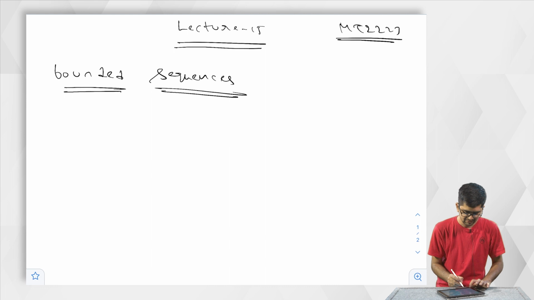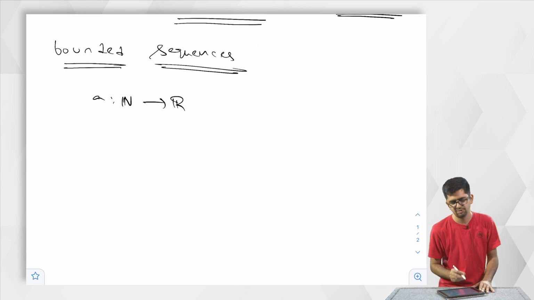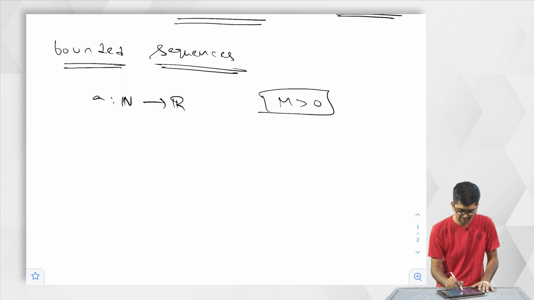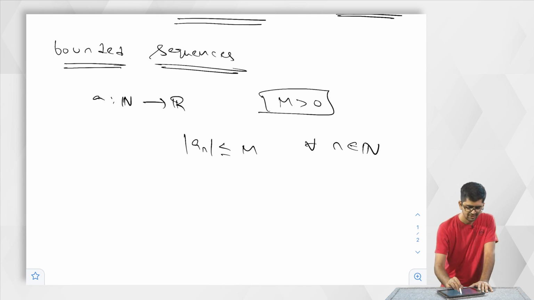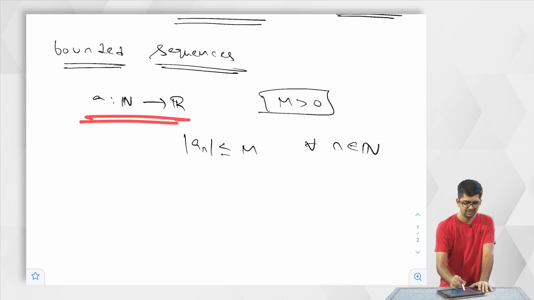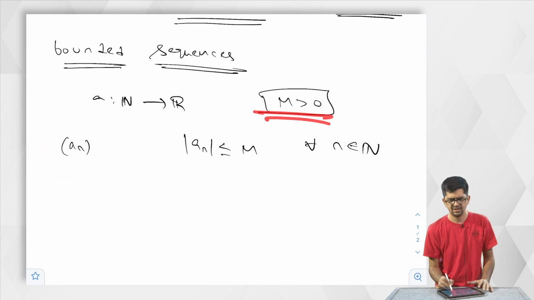So, what is a bounded sequence? A sequence a from N to R is said to be bounded if I can find a positive real number m such that mod a_n is less than or equal to m for every n belongs to N. If this is the case, then we say that this sequence a_n is a bounded sequence and this is one bound for this sequence.